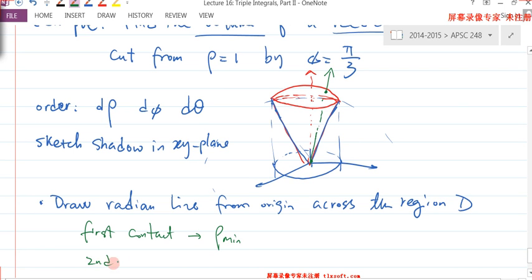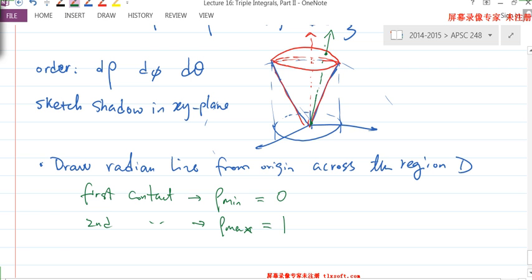And second contact gives us rho max. So apparently, rho min is at the origin, so it must be 0, and rho max is on the top surface, which is part of the sphere, right? So rho max must be 1. Okay, the sphere has a radius of 1.